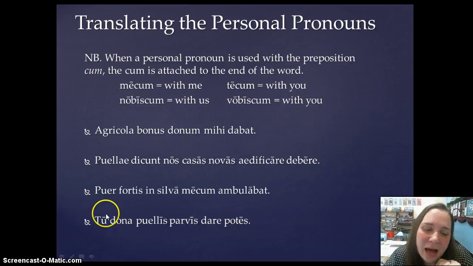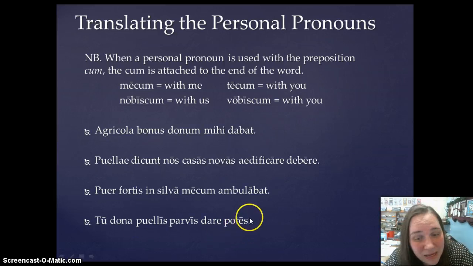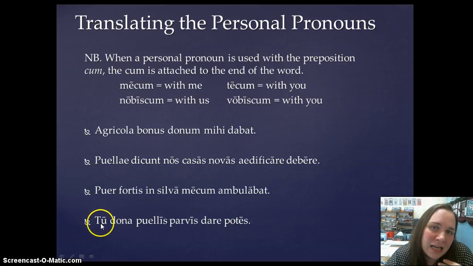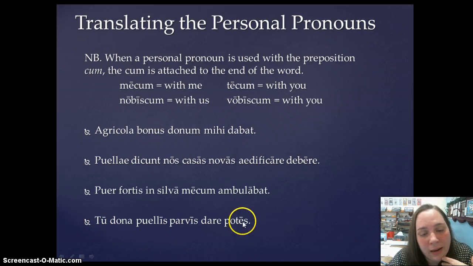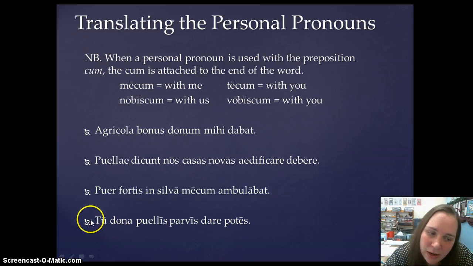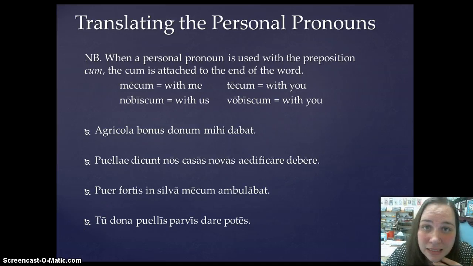Now, here's the thing about the nominative of these pronouns. You don't really need them, right? Because you're going to know that the subject of potes is you because the verb itself is second person singular. Often if the author decides to put the nominative of the personal pronoun in the sentence, it's for emphasis. You are able to give gifts to the little girls, okay? And again, for some reason we want to emphasize the you part of it, so we articulate it. You don't need to have the nominative of these pronouns, but you can have the nominative, especially if it's going to add some kind of special emphasis to the sentence.